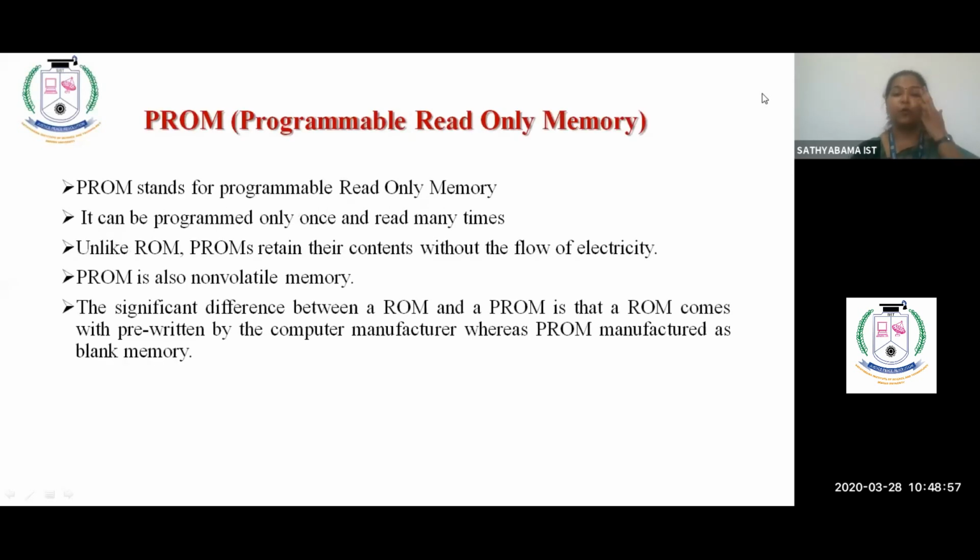The very first one is PROM, Programmable Read-Only Memory. In PROM, we take an empty ROM and program it once. Once you program it, you cannot rewrite the content. Programming means you write some content on the chip, and it cannot be rewritten or erased. So it is called programmable read-only memory. It can be programmed only once and read multiple times. Unlike RAM, PROM retains its content without the flow of electricity, so it is a non-volatile memory. Even in the absence of external electric current, you can retain the data.